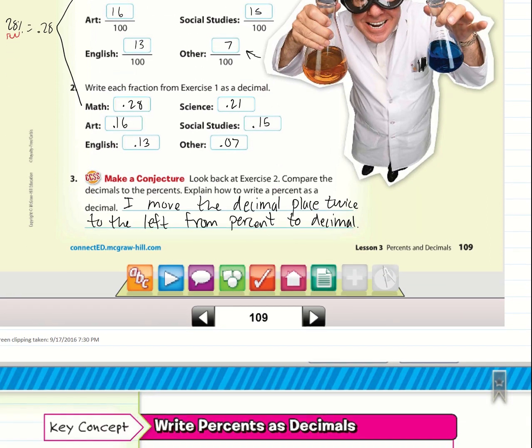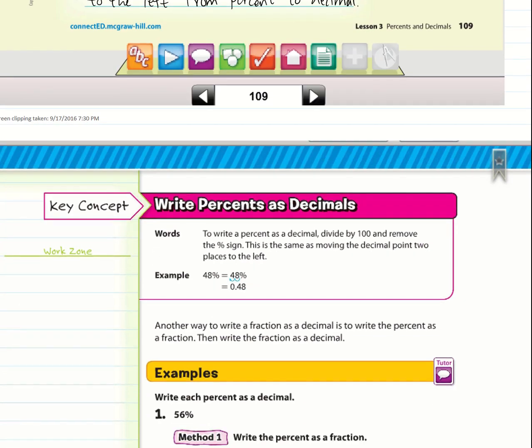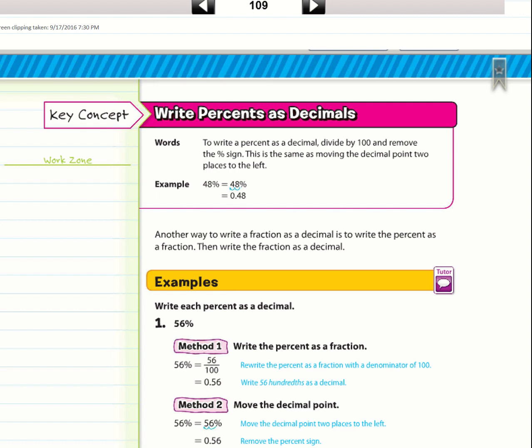So I'm going to go to page 110. It says write percents as decimals. Words. So write a percent as a decimal, divide by 100, and remove the percentage sign. This is the same as moving the decimal point 2 places to the left. So this is from percent to decimal.